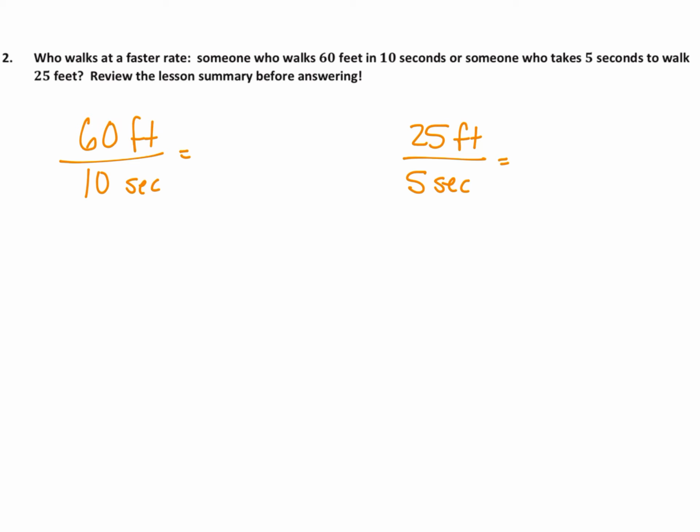60 divided by 10 is 6 feet per second. 25 divided by 5 is 5 feet per second. If you want somebody who is walking faster, do you want somebody who walks more feet in 1 second or less feet in 1 second?